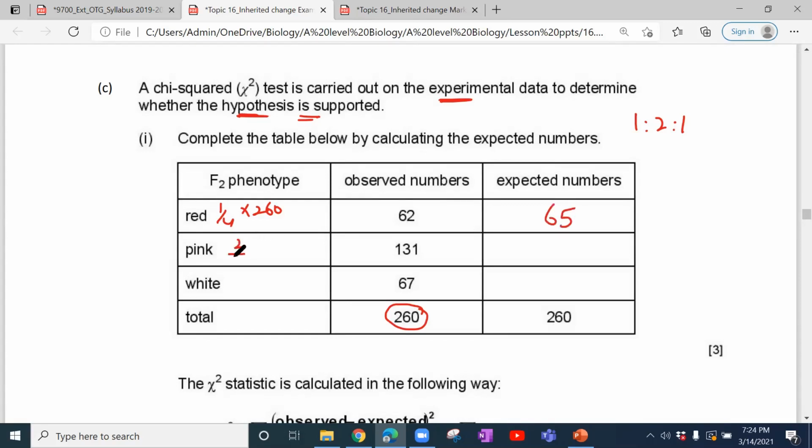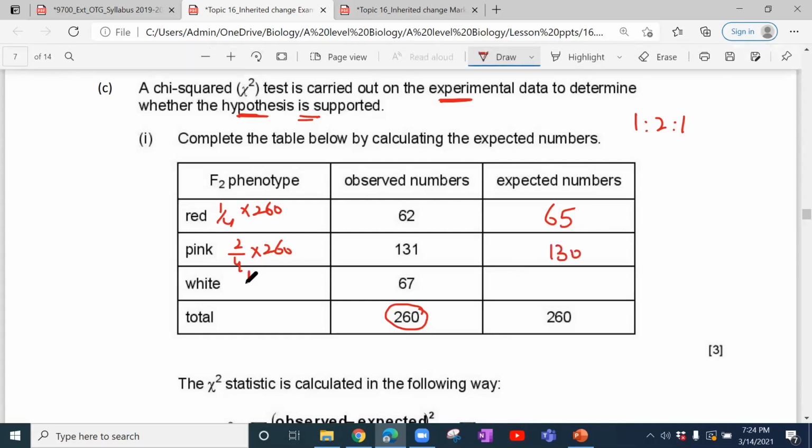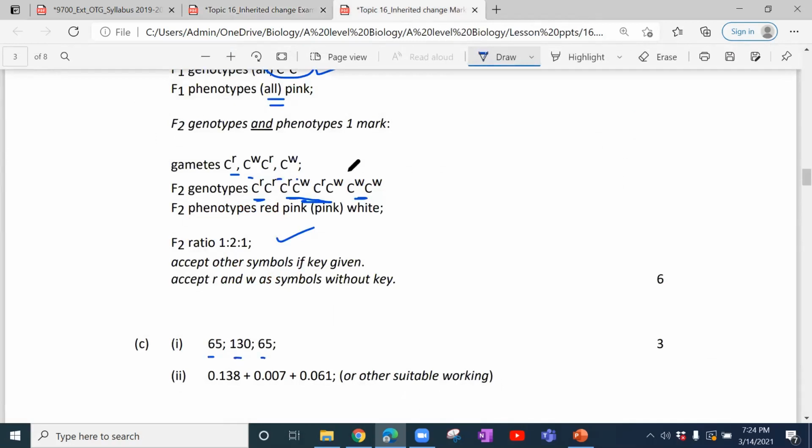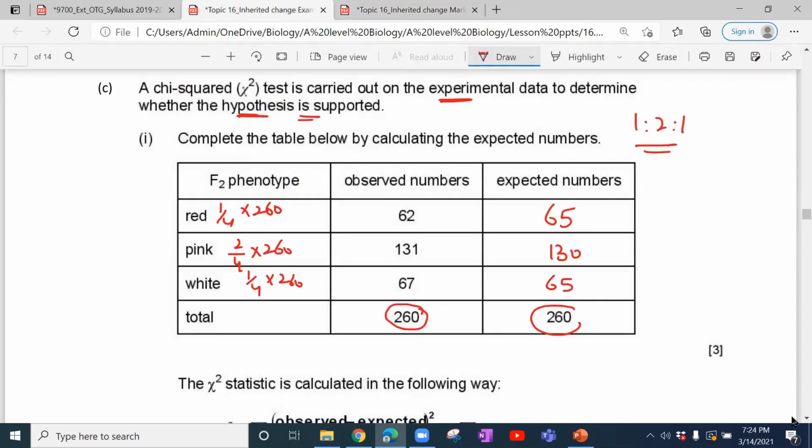Let's do that for pink because the ratio is 2. So we should be getting a 130. And here it is the same, 1 divided by 4 times 260 because the ratio is there. So you're getting a 65. So now even if you try to add them up, they'll add to 260. So this is how we worked out the expected numbers using this expected ratio, right? All right, then इसको भी tally कर लेते. So 65, 130, 65, and we got the same values, 3 marks.